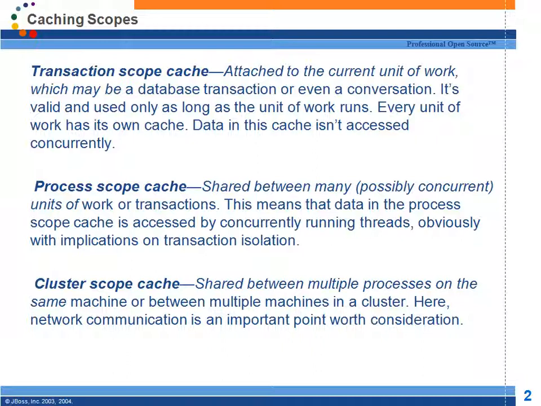So second level cache is nothing but what we call a process scope cache, right? First level cache is transaction scope cache. Second level cache is process scope cache. But another scope is also there, cluster scope. Your application might be running in clusters, right? Again, this is cluster scope, shared between multiple processes on the same machine or between multiple machines. Here, network communication is an important point, right? These are three types of caches available.